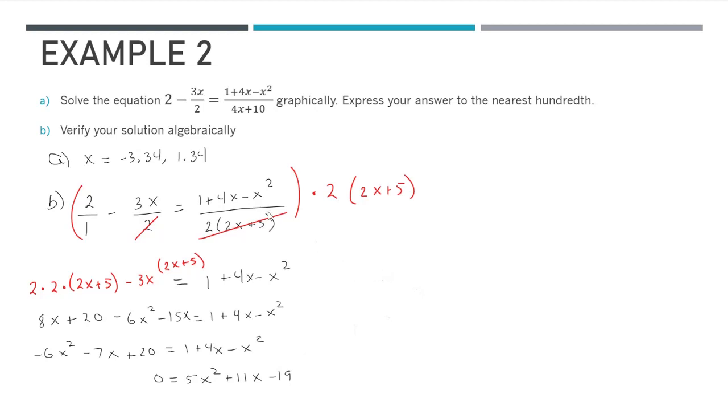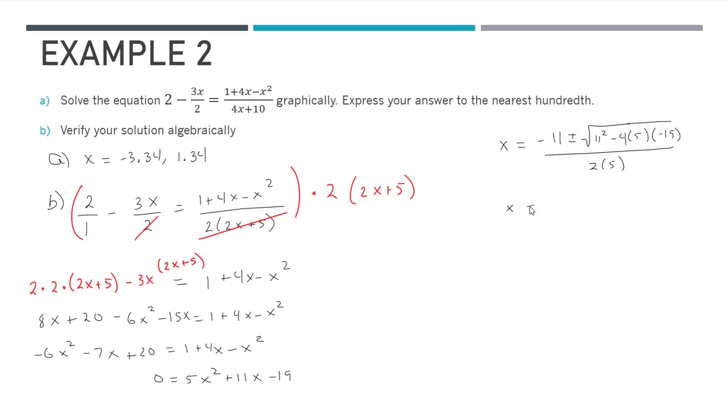Now from here, we need to either factor or use the quadratic formula. I know the answers come out to not very nice answers, so quadratic formula is probably going to be my friend here, so we'll use that. So it's x equals our negative b, so in this case 11 is b, plus or minus the square root of b squared, so 11 squared, and then minus 4 times a, so in this case a is 5, and times c, which is negative 19. And that's all going to be over 2 times a, which is 5.